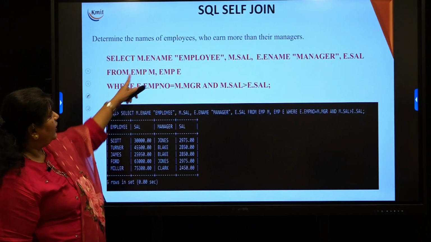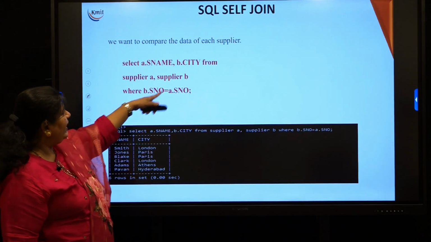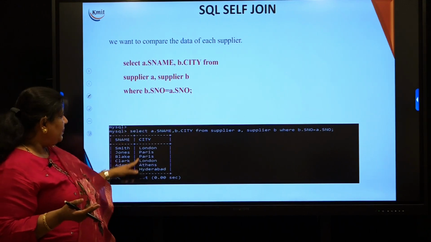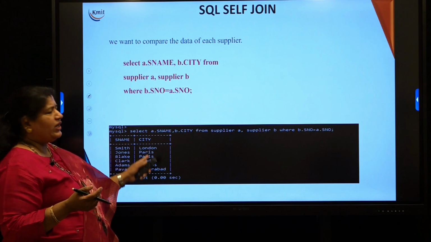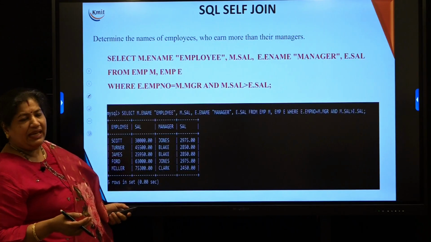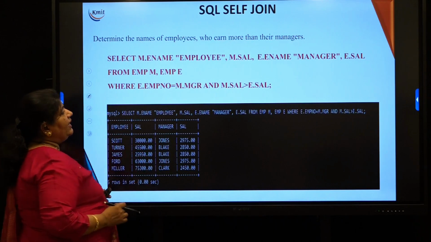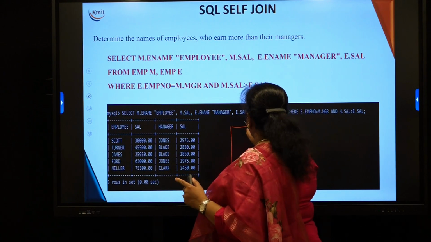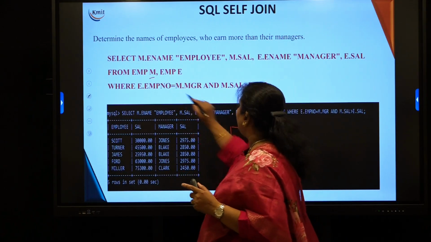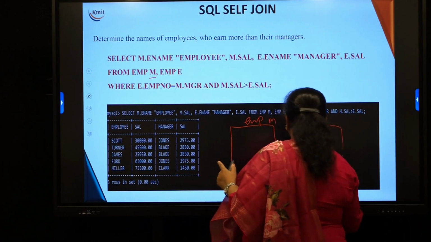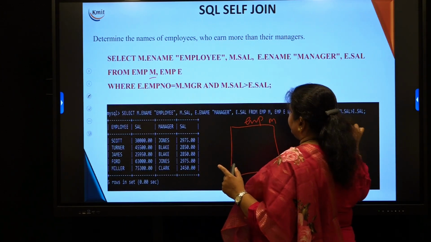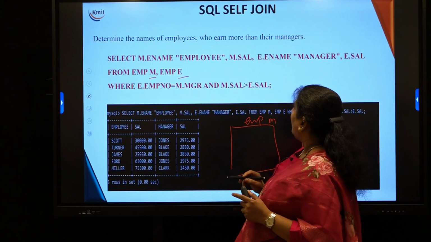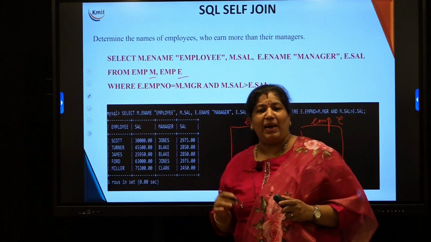Look at this example. This is a simple one where I am just asking for the supplier details, all the supplier details. If I say name and city also, it will give you nothing very specific. But look at this, this will make it very clear to you. Here I have my employee table, one EMP I am taking with the name M, the other EMP I am taking with the name E. Now my question here is: describe the names of the employees who earn more than their manager.